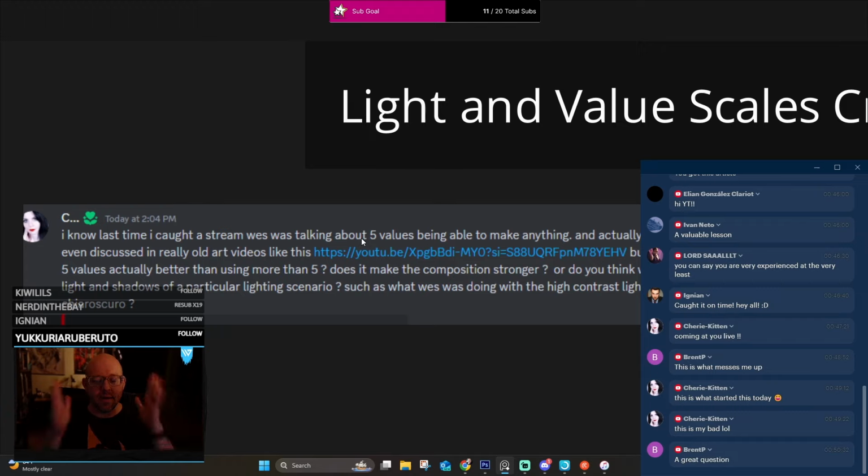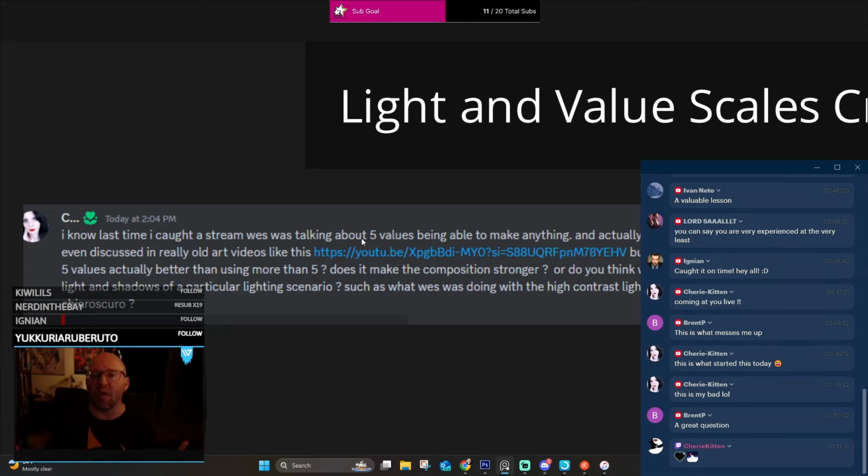We need structure. And the value scale is a way to help us, as the artist, start developing an image in a way that is readable. That's all it really is. Now, it can be more than that. It can do heavier lifting, it can do all this other stuff, and you can really get into the minutiae. But at the end of the day, and I believe Ivan kind of said this, but Sherry also said something as well.